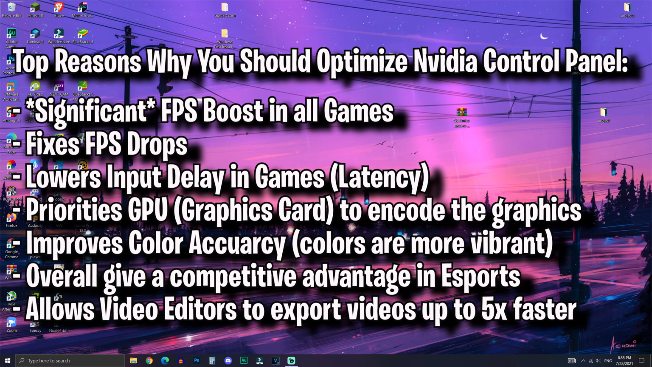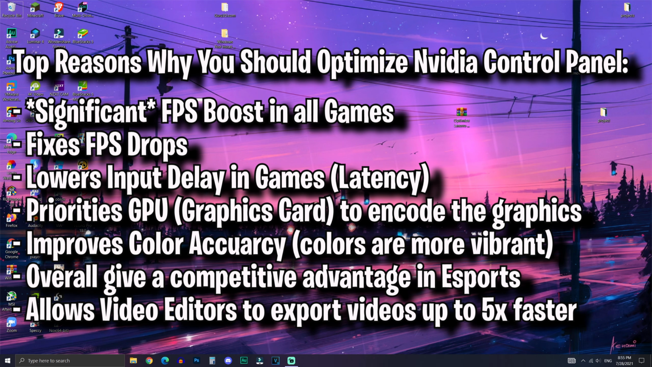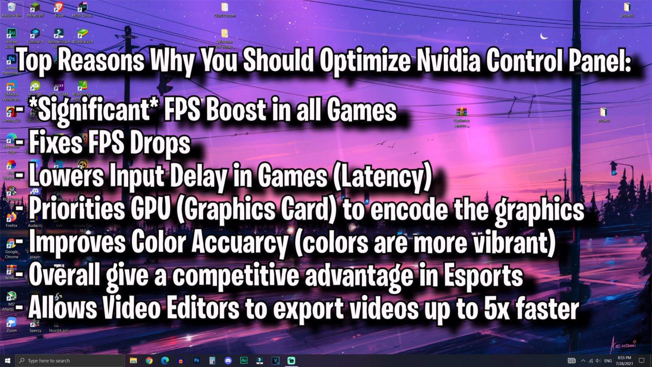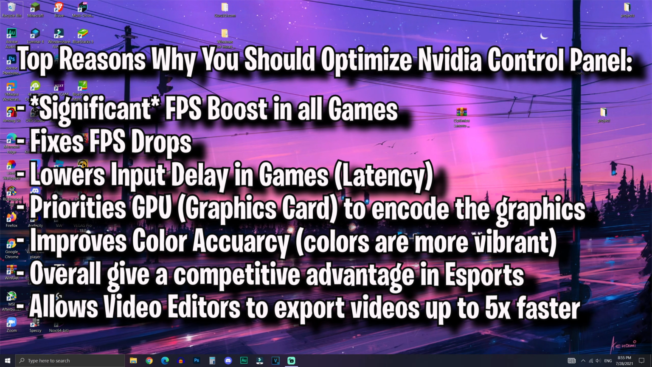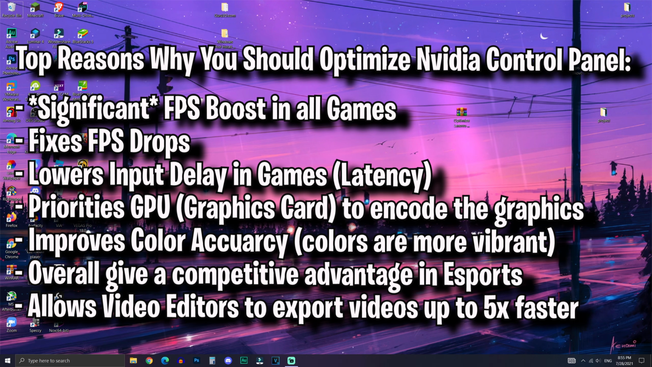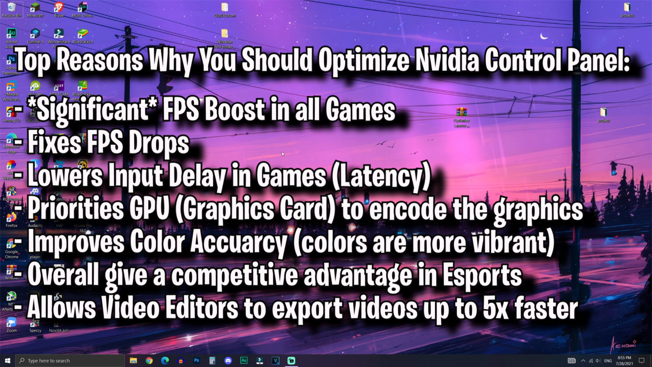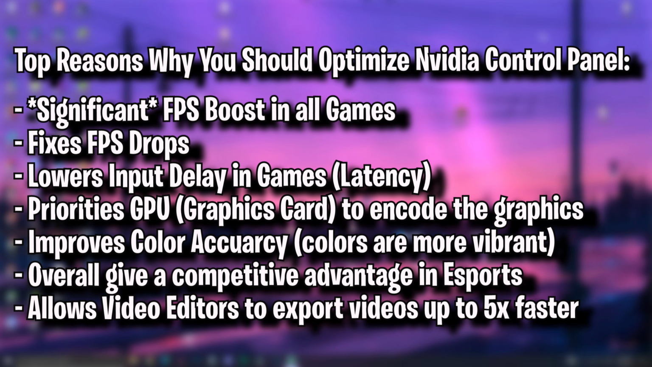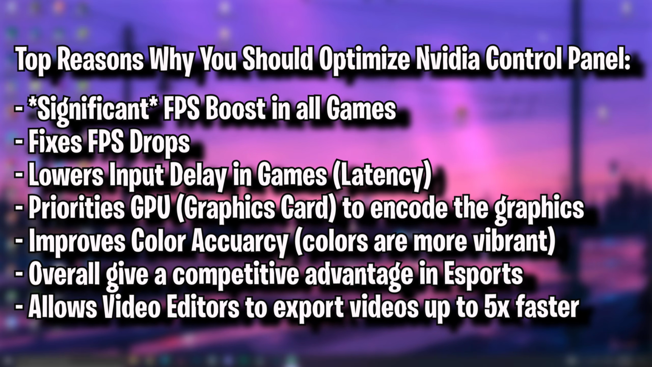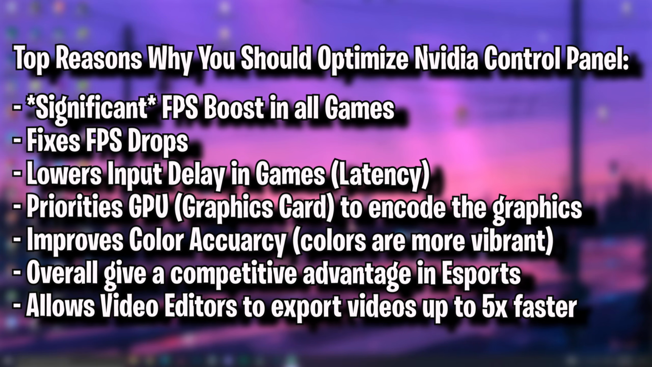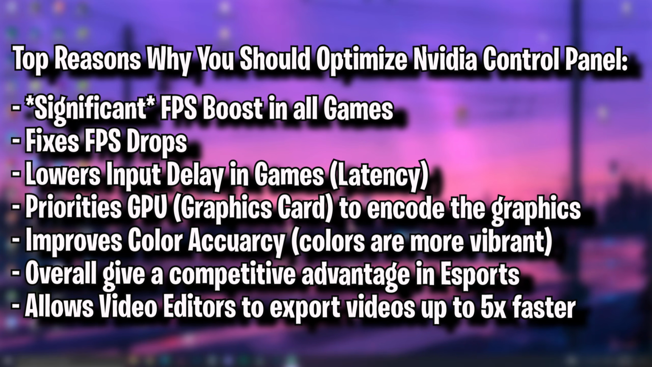We're going to change some settings in the Nvidia control panel, which will offer a significant FPS boost, which will also help fix FPS drops as well. In addition, we'll also optimize the color accuracy, so the colors will be more vibrant in this section of this video. Also, if you're a content creator and you do video editing, I'm going to show you the best settings in Nvidia control panel for video editing, which will apply to any video editor out there. And as a bonus, if you use Vegas Pro, I'll show you the settings inside that program that I use, which are pretty critical in allowing the video editor to export videos significantly faster.